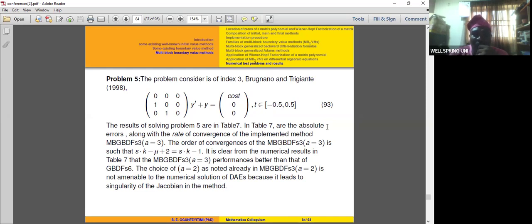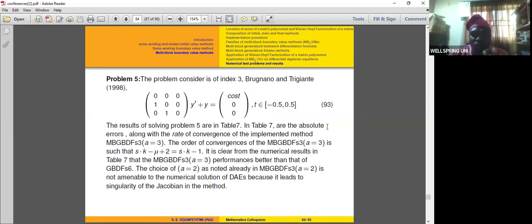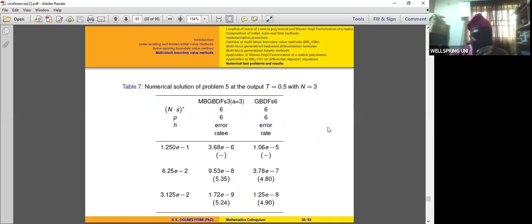When A equals 2, A equals 1, we can't use it for index 3. So we have to use it only for identity, where our F part is identity. That's what is applicable in problem 5. And the result is as well given in table 7.